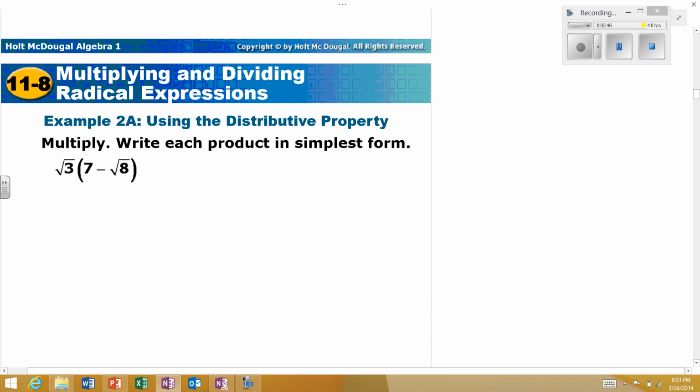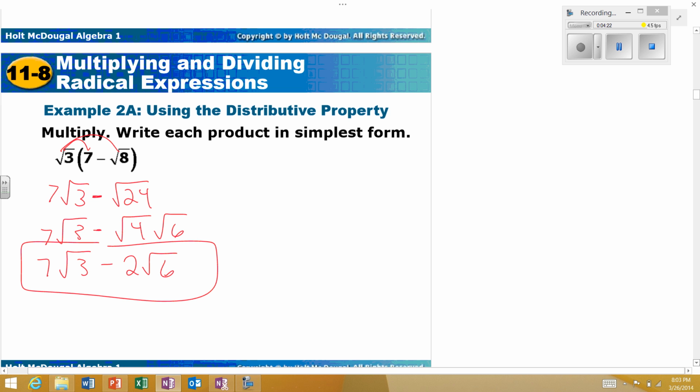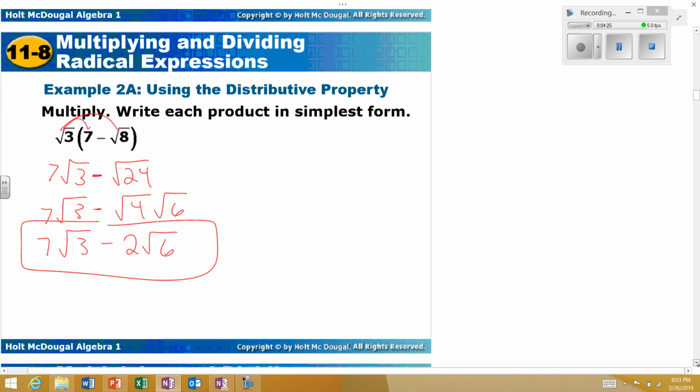Okay, in this one, we're going to distribute this radical 3. So when I take radical 3 times the 7, I get 7 radical 3. And then when I take it times this, I get minus radical 24. I want to simplify that radical 24, so I'm going to make it 4 radical 6, which becomes 7 radical 3 minus 2 radical 6. And I can't combine those since they're not like radicals, so you're just going to leave them as they are. Okay? If I'm going too fast, you guys go ahead and pause and go back and watch how I do a problem.